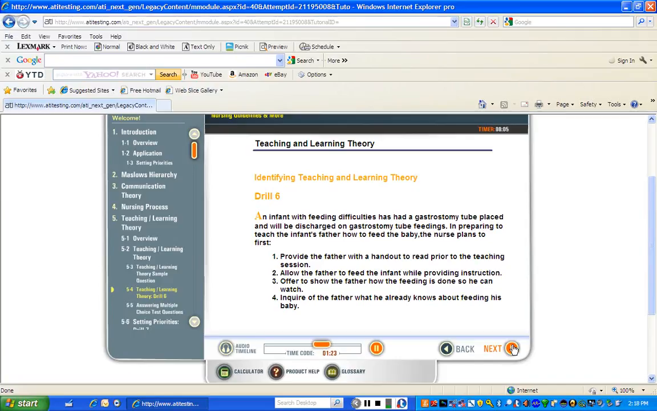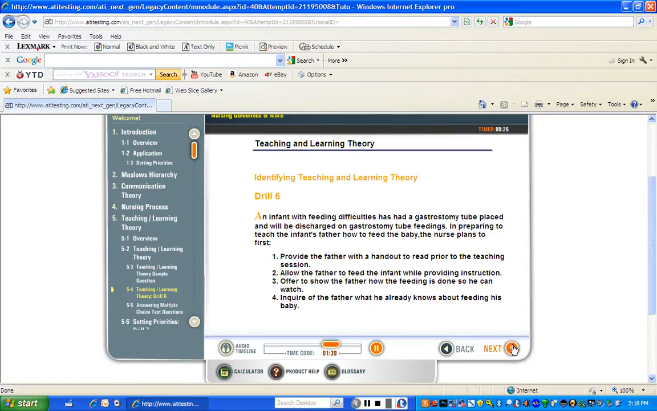Option 3. Offer to show the father how the feeding is done so he can watch. This option will be assigned a question mark. We know that this would be a good introductory action to take in our teaching plan, but we are still looking for a choice that indicates learner readiness or allows us to assess the learner.